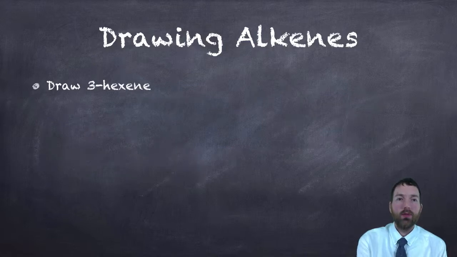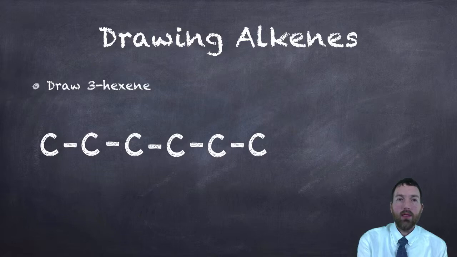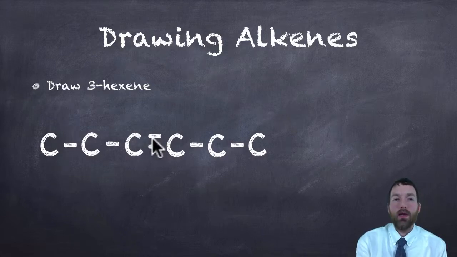Next, let's do 3-hexene. The "hex" tells me that I have 1, 2, 3, 4, 5, 6 carbons in a row. The "ene" tells me this is an alkene. I need a double bond. And the 3 in the name tells me where it is. It's on the 3rd carbon. So I'll number from left to right. 1, 2, 3. And I will put that double bond there and then fill in the rest of my hydrogens.